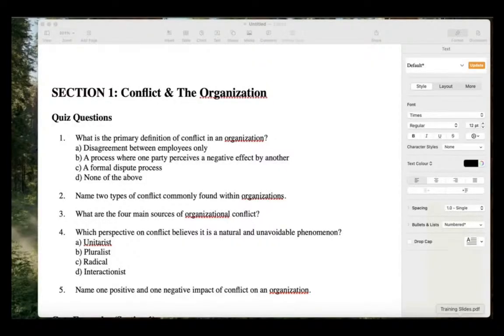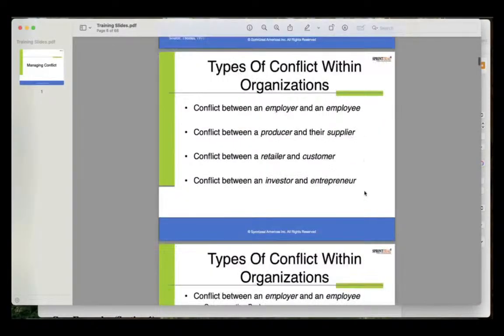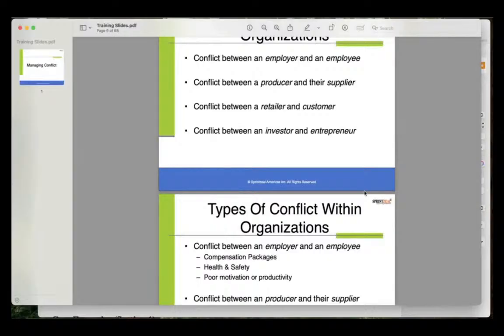Okay, next one. What are the four main sources of organizational conflict? If you remember, we have discussed the sources of organizational conflicts, right? Do you remember the sources? Interdependency of each other. I think limited resources, and then employment relationship, and the fourth, differentiation between their different roles. Yeah, that's a good job. You got it right. Good job.